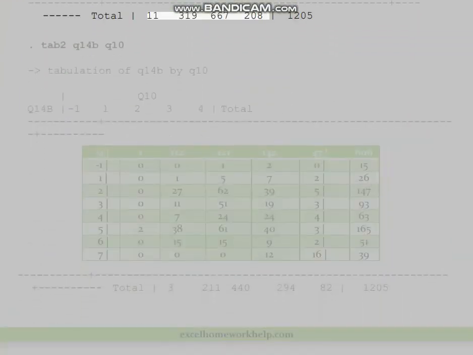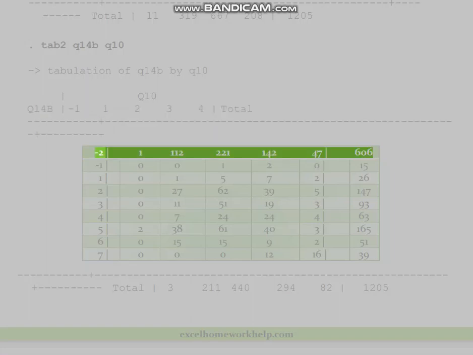Total 1205. Tab 2 Q14B Q10. Tabulation of Q14B by Q10.